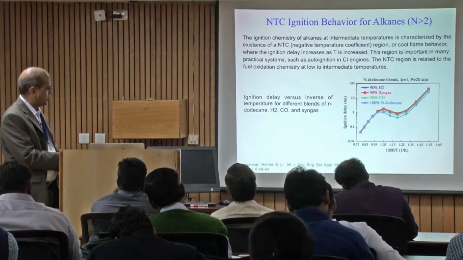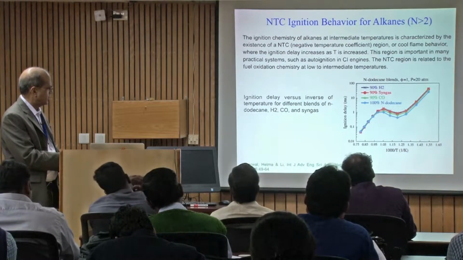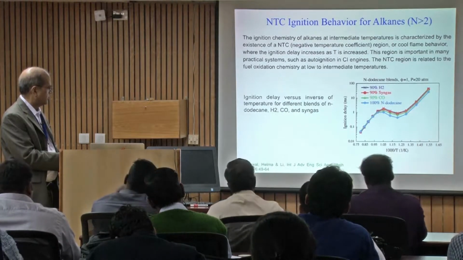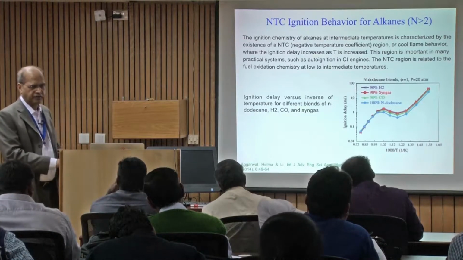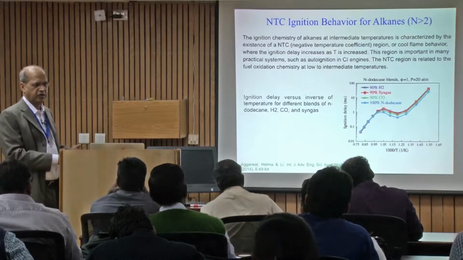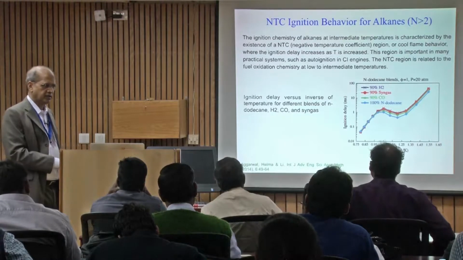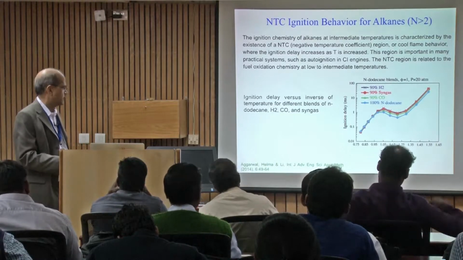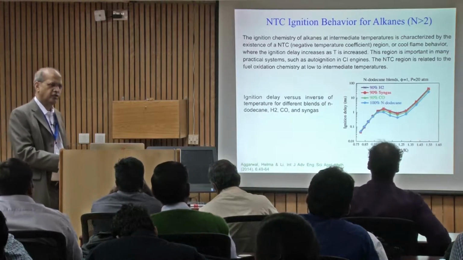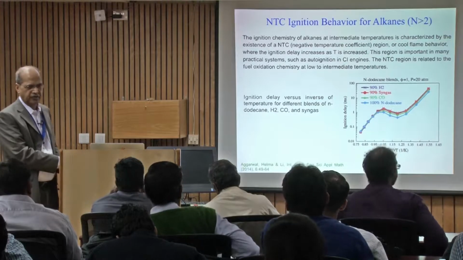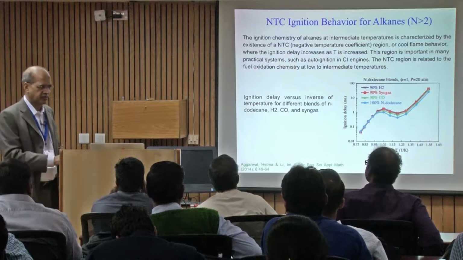So there is a lot of data showing this behavior, and now there are mechanisms which will reproduce it. This is a good example. Similar plots you can find for a lot of different fuels: heptane, decane, dodecane. Not just alkanes, also some alkenes. On the other hand, hydrogen, CO, and methane do not show this behavior. This is only associated with larger hydrocarbons.